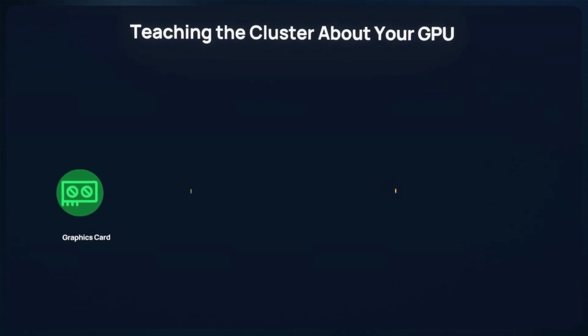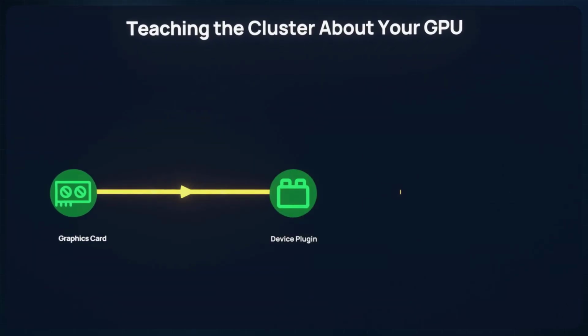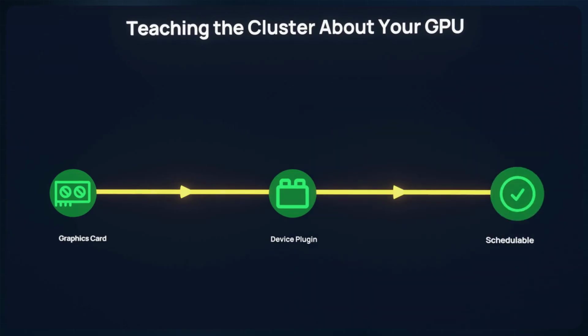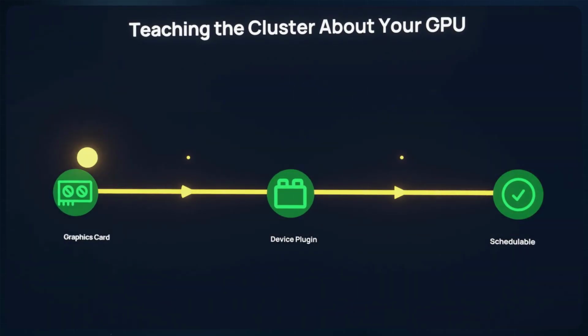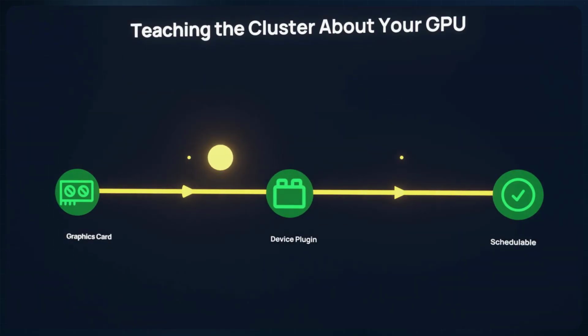Here is a detail that trips up everyone doing local AI. Out of the box, Kubernetes counts processors and memory, but it has no idea your gaming rig has a graphics card. You have to teach it. You run a small component called the NVIDIA device plugin on the GPU node. It detects the card and advertises it to the cluster as a schedulable resource with a name like nvidia.com/gpu.